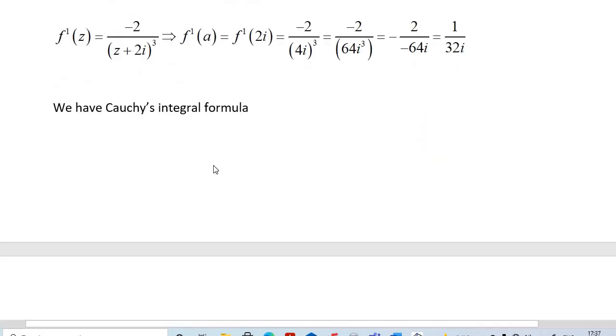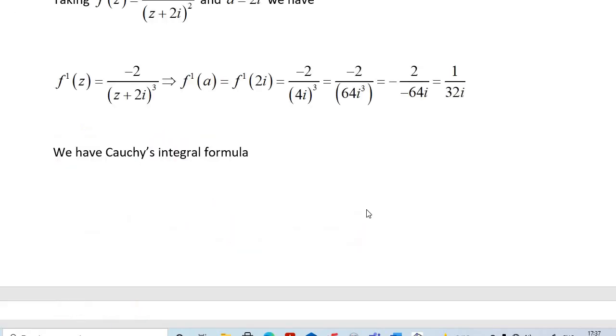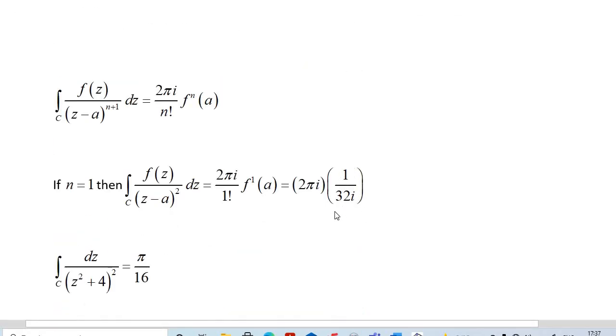Now we are going to use Cauchy's integral formula. Here n is 1, so 2πi/1! times f'(a). f'(a) is nothing but f'(2i), and we already know this value. Substitute 1/(32i). The i cancels, and 2 by 32 gives 16. That is π/16.